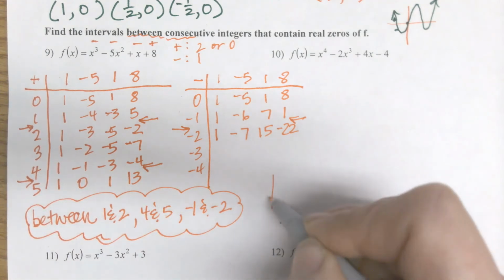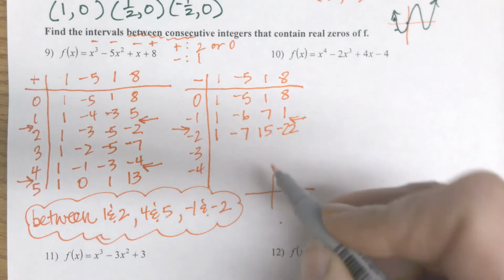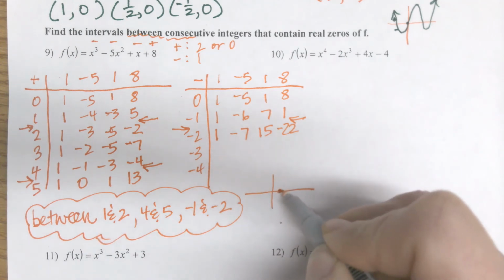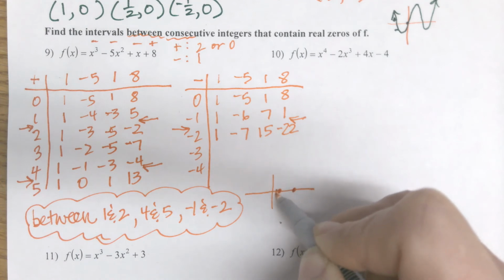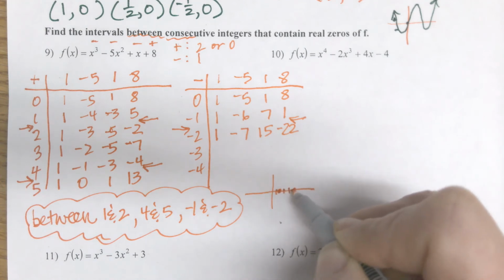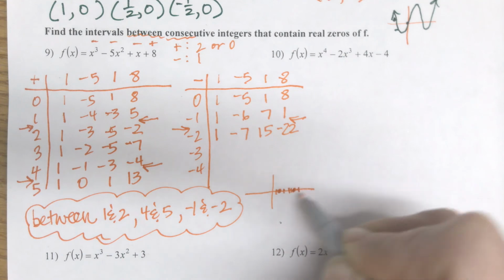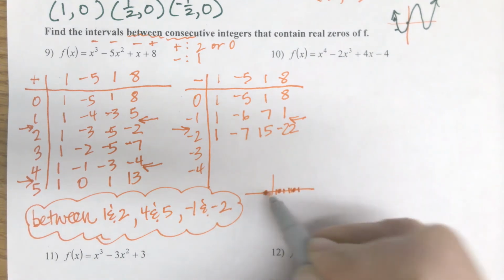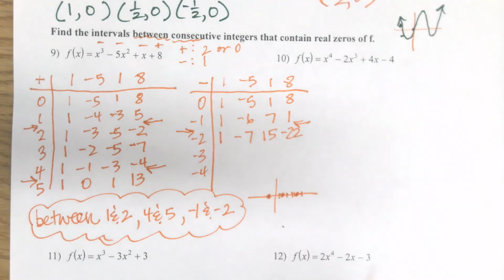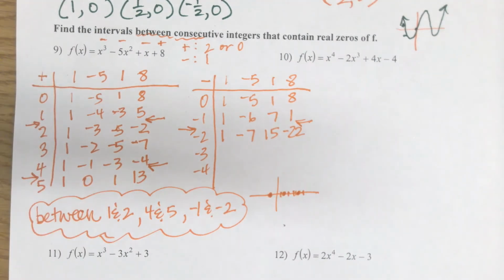And so that means when I graph this, I have a zero between 1 and 2, another zero between 4 and 5. So this would be 1 and 2, 3, 4, and 5. I'm doing just a sketch there. It's not a great drawing. Then I have another one over here between -1 and -2. And so that's going to help me when I do my graphs.